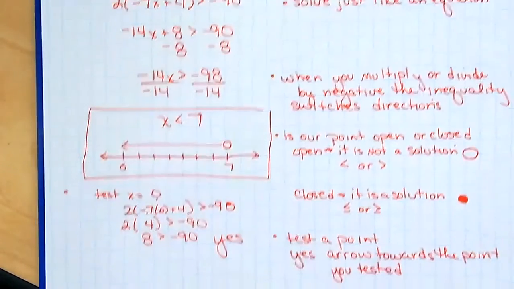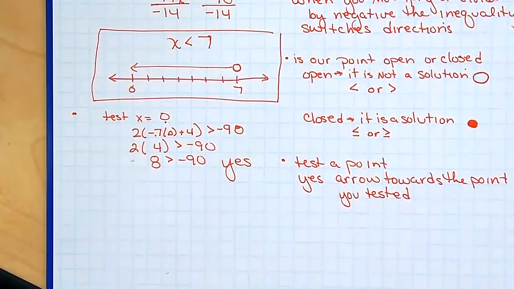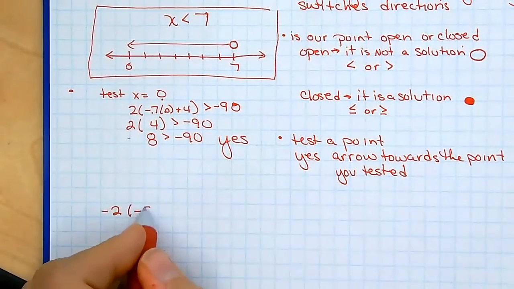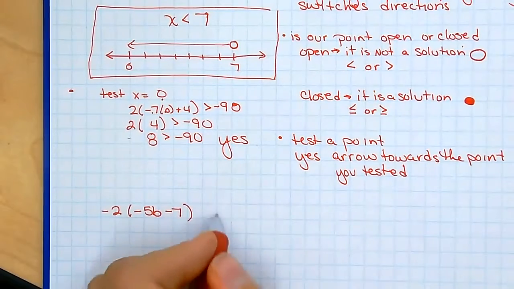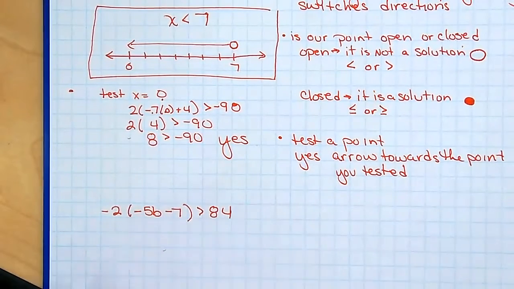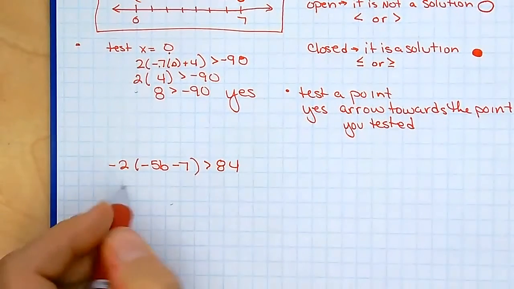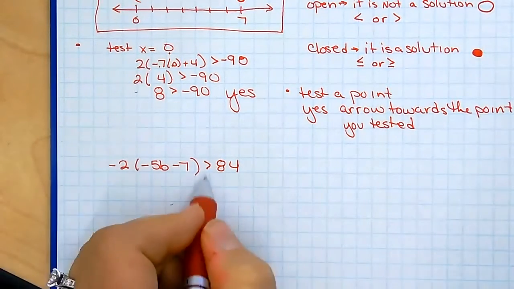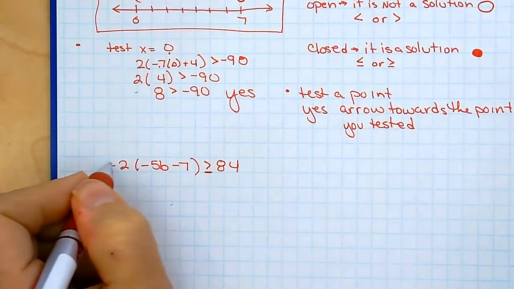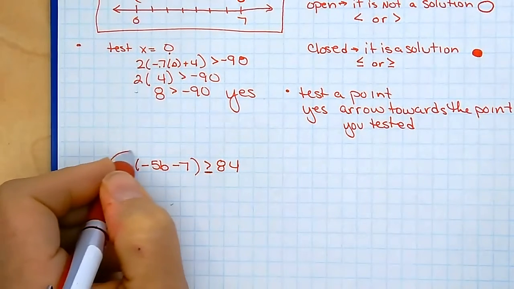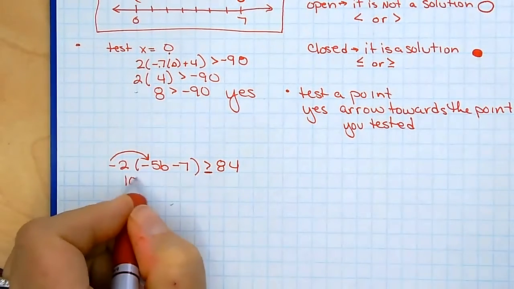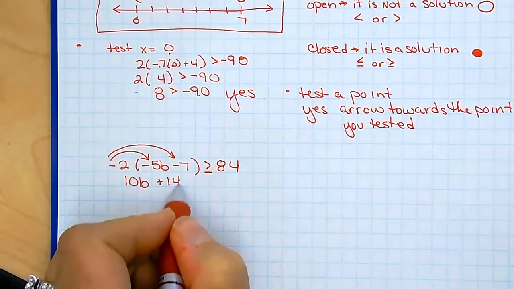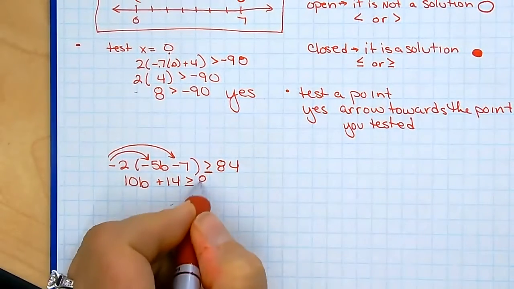Okay, let's do another one. -2 times -5b minus 7 is greater than 84. Solve it by distributing. Actually, let's change this to greater than or equal to. We're going to solve this by distributing, so -2 times -5 is 10b. -2 times -7 is positive 14, is greater than or equal to 84.